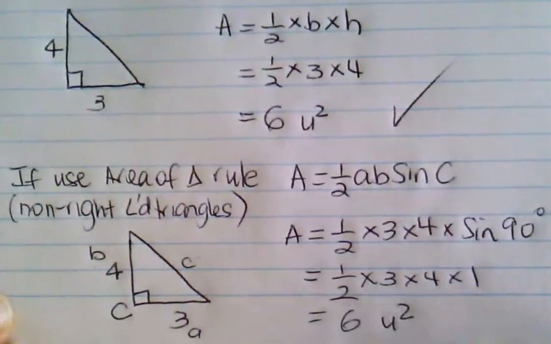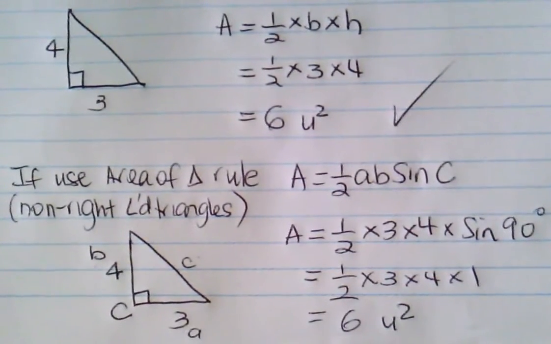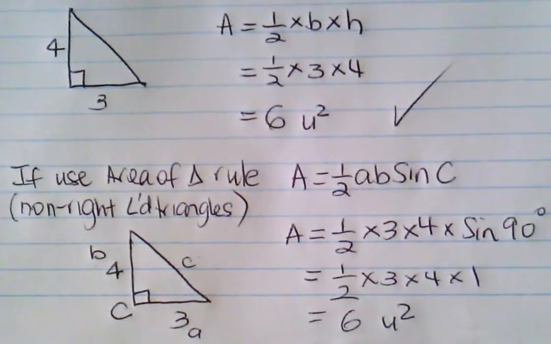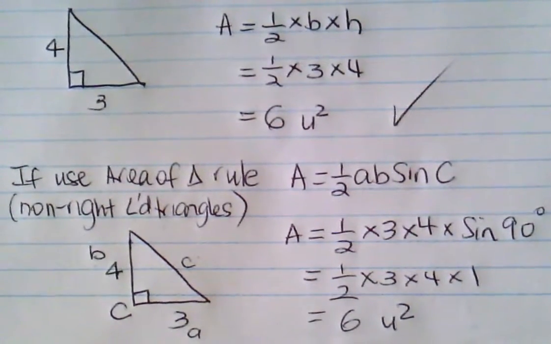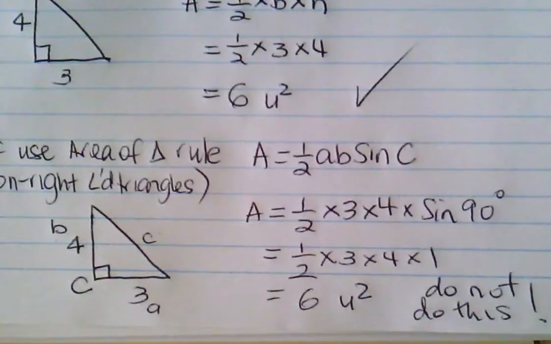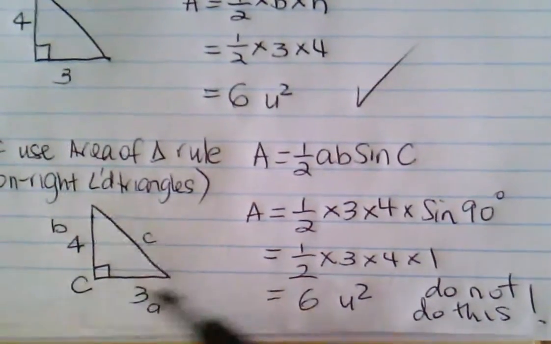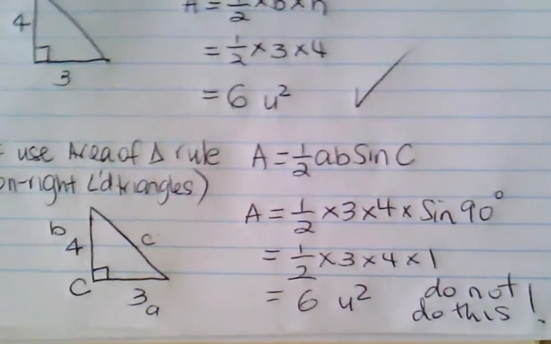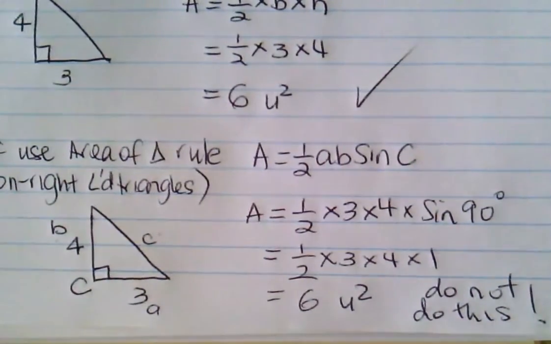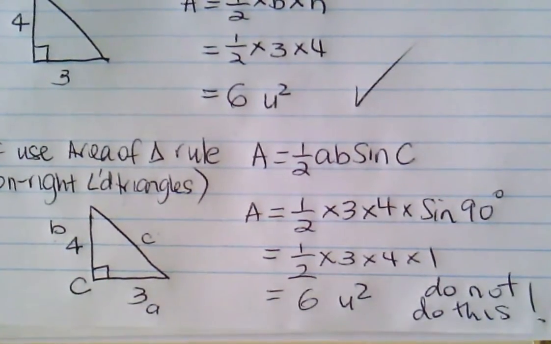6. So if you mistakenly used the area of a triangle rule, the new one, for non-right angle triangles in a right angle triangle, it's still going to work. All right? But I don't want you doing it. Just showing you that it works. That's all. This works, but you wouldn't do this because this is a right angle triangle and you would use half times base times height. But when you do use it, because sine 90 is 1, you'll get the same answer.